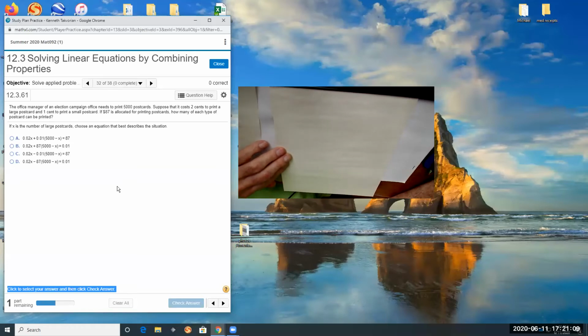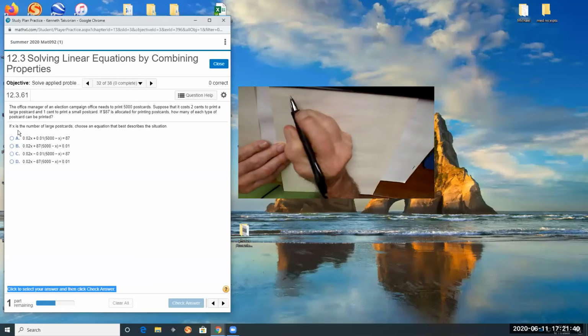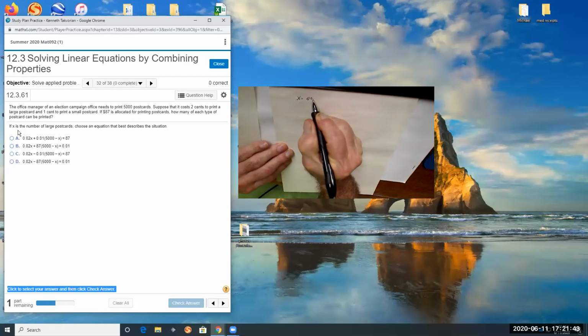Let's read this new problem. The office manager of an election campaign office needs 5,000 postcards in total. Suppose that it costs 2 cents to print a large postcard and 1 cent to print a small postcard. If $87 is allocated for printing postcards, how many of each type of postcard can be printed? Again, let's define what x is. X is the number of large postcards. X equals the quantity of large postcards.